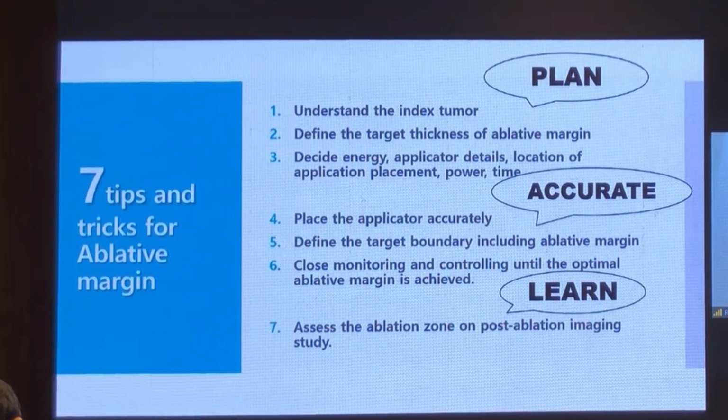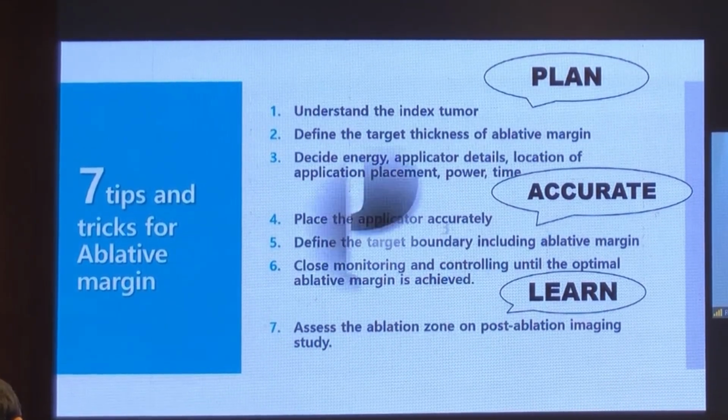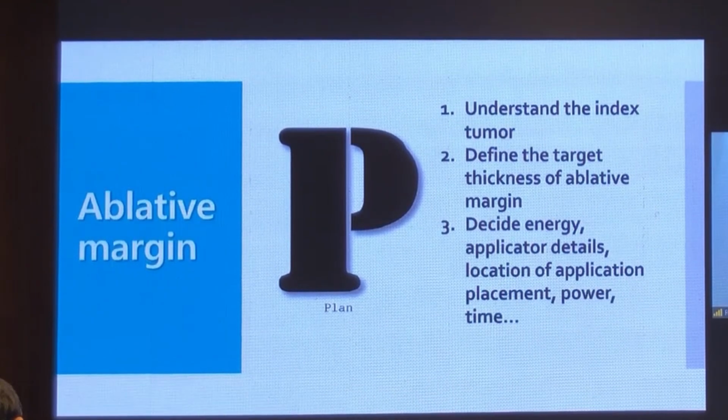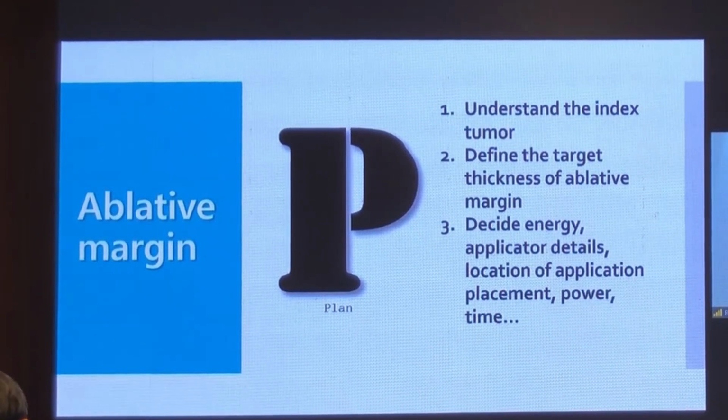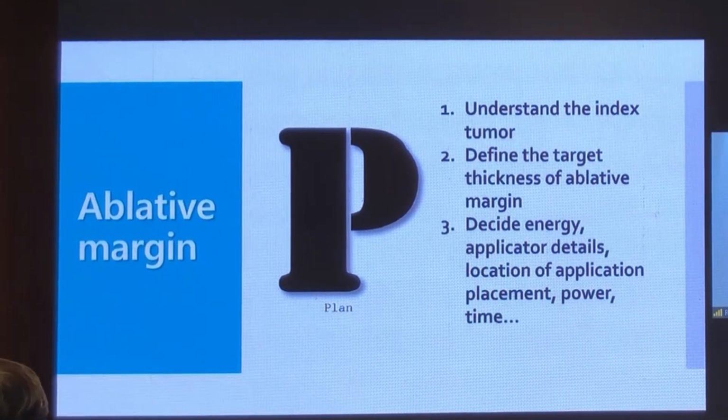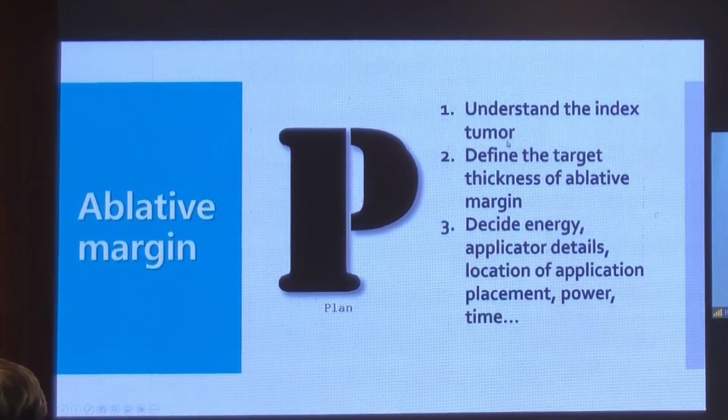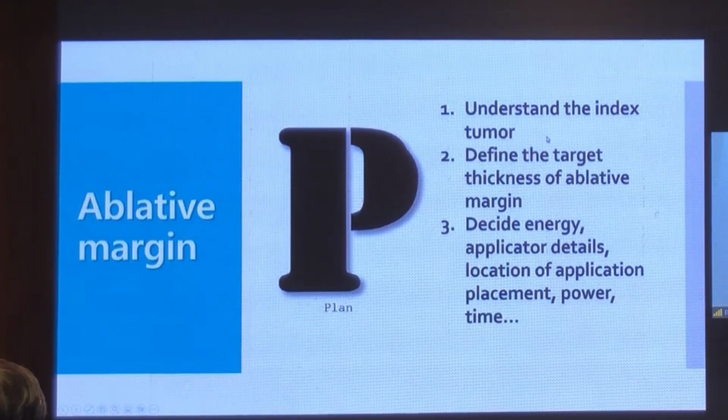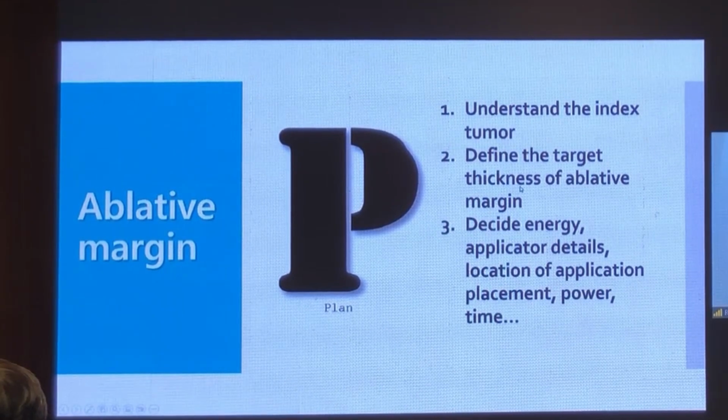Regarding precise planning, first, we should understand the index tumor in detail as much as we can, not just the tumor size and location. We have to check many things. Second, define the target thickness of ablative margin before starting ablation, depending on the tumor characteristics. Third, decide energy source, RF, microwave, cryo, and applicator details.